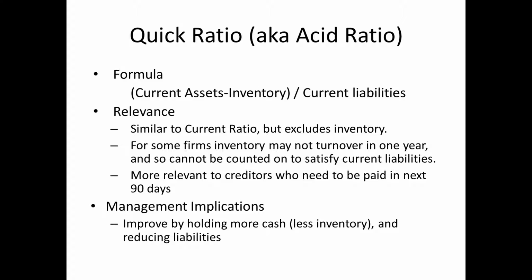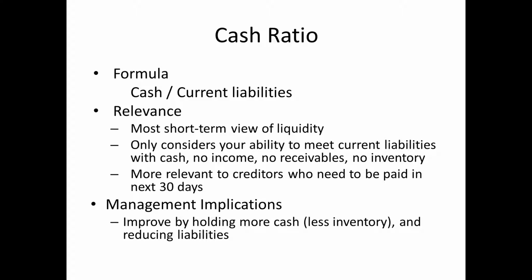So once again, you can increase cash, and what's interesting here is that with the current ratio, if you were to sell off your inventory and simply convert it to cash, that wouldn't improve that ratio. In this case, selling inventory, not replacing it, and just holding the proceeds as cash would actually improve the situation. And so you can improve your quick ratio by not replacing inventory when it sells, and therefore lowering your inventory could improve this. And also you can improve it by reducing liabilities.